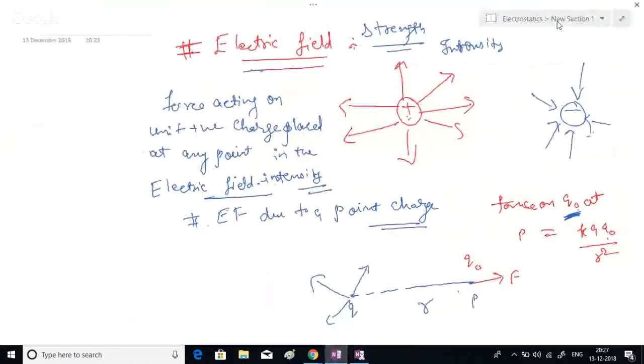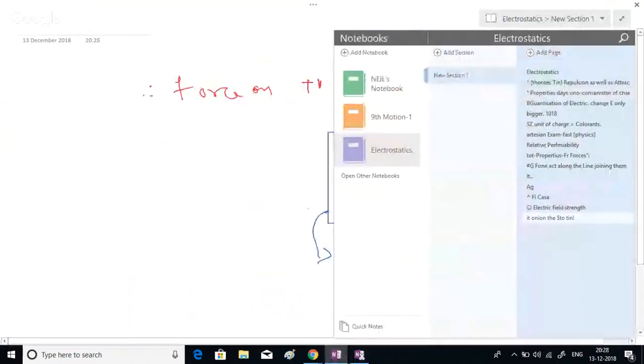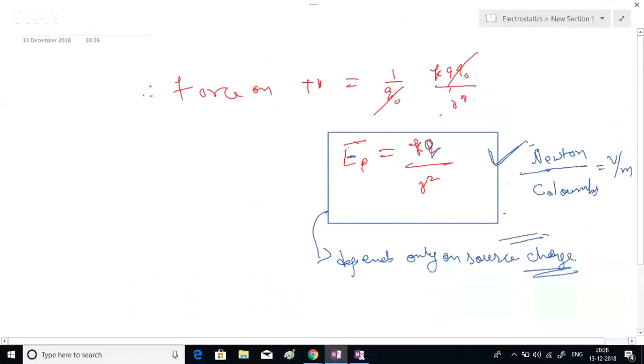That is okay, when we divided it, that is going to be kq by r square. Have you got it? Yes, sir. I got it. It is a vector quantity. This is also a vector quantity.